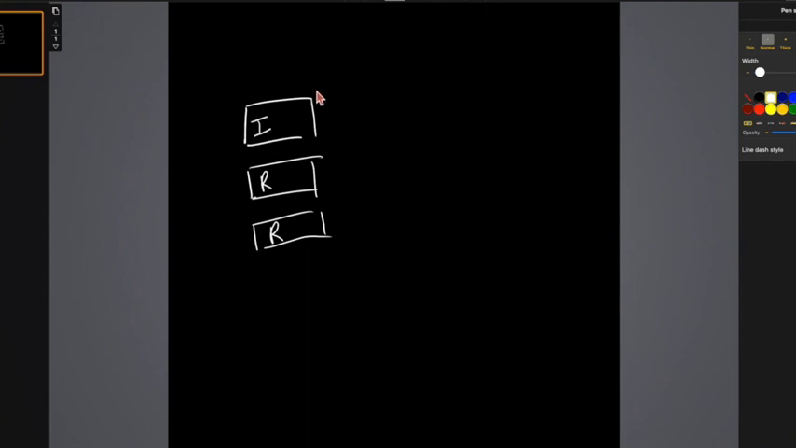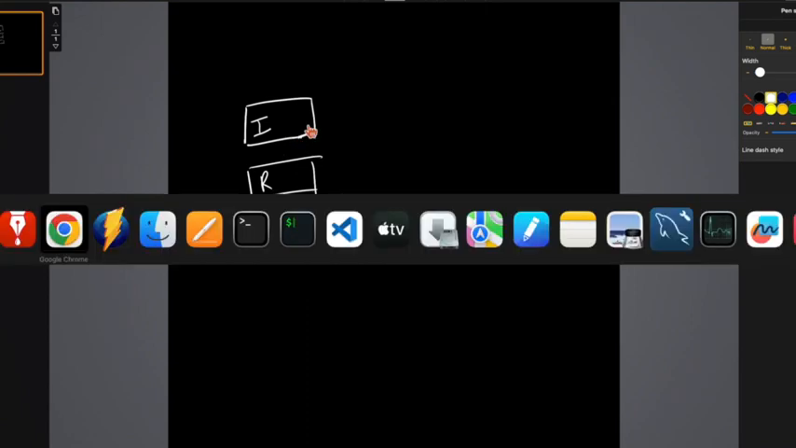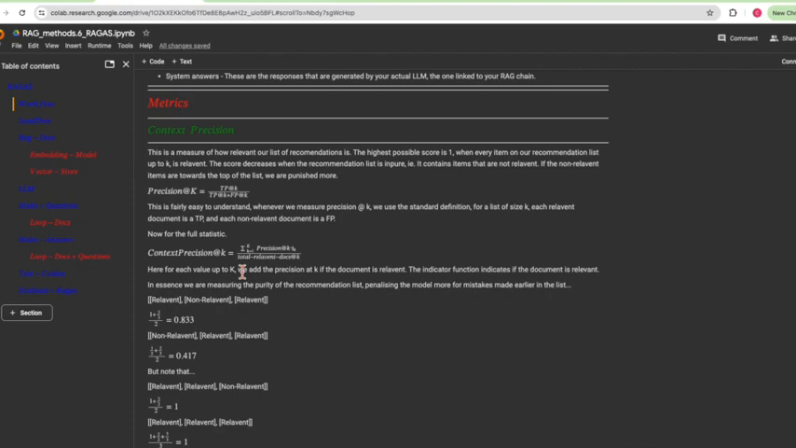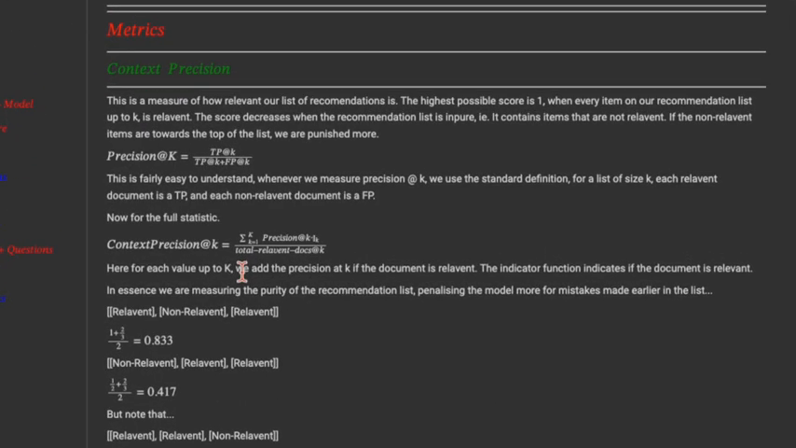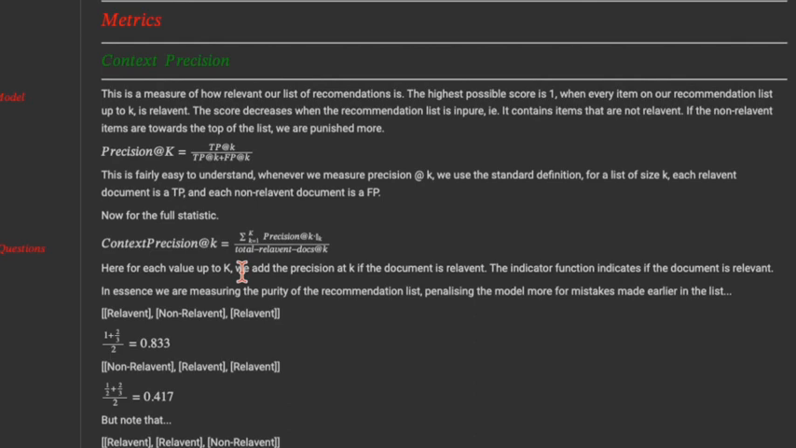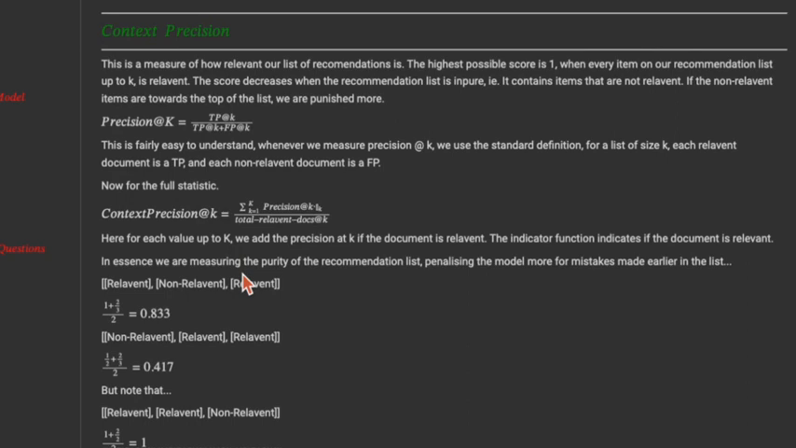incorrect. Now, because this is supposed to be our strongest answer, this is our biggest recommendation, this metric will take into account not just the number that are relevant, but it will also take into account the position. And so it's, of course, a lower score if your top documents are wrong. So back to the notebook. That's context precision. It's measuring how pure lists of recommendations are.